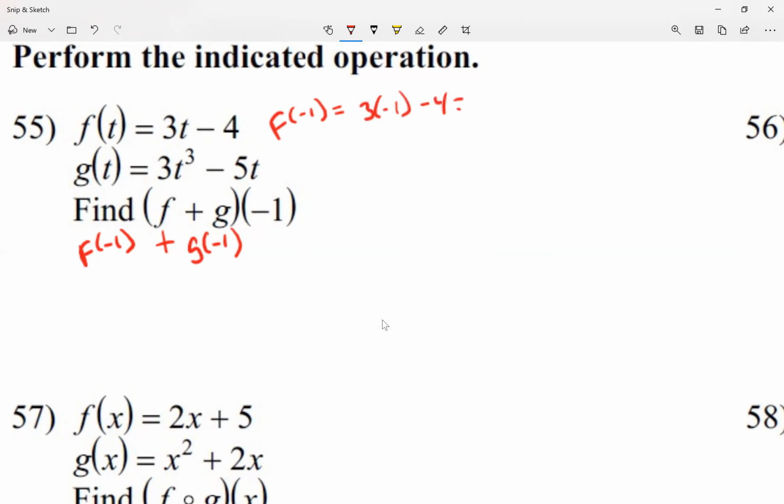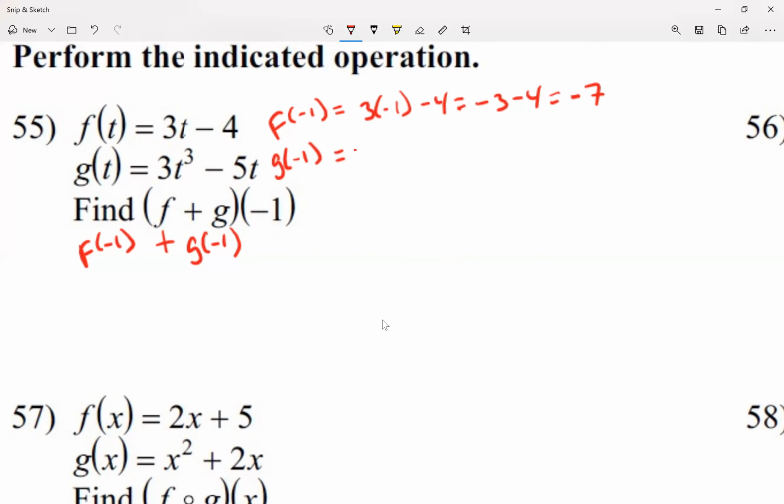Work all this out. I have a -3 minus 4, because remember, I have to multiply before I subtract. I know -3 minus 4 is -7. So f of -1 is a -7. I also need to find out what's g of -1. So I'm going to use the g function now.